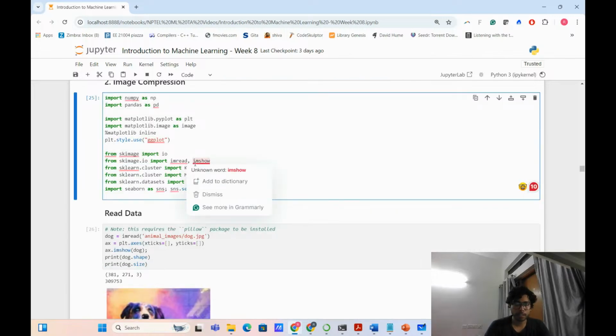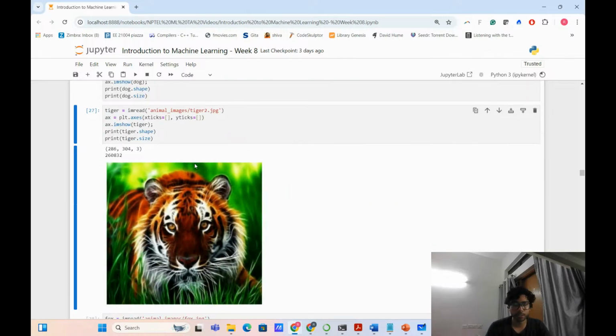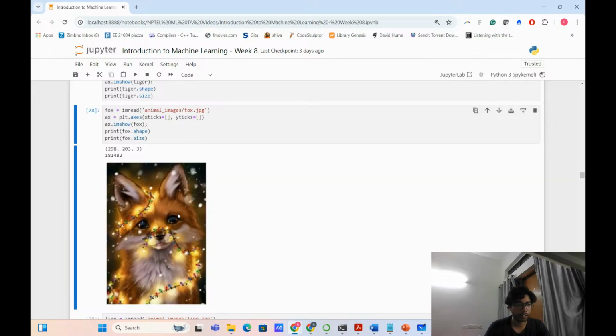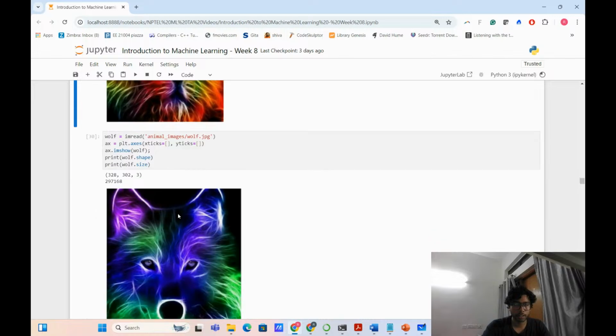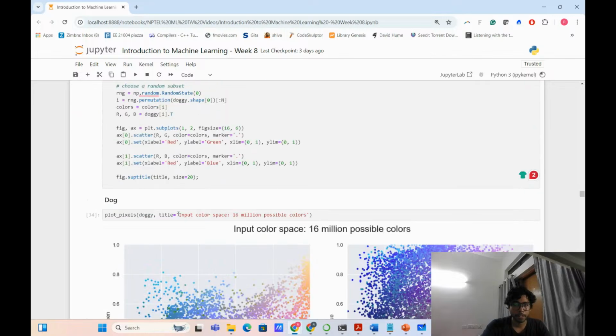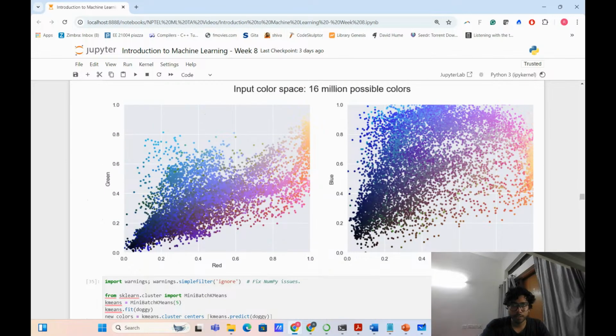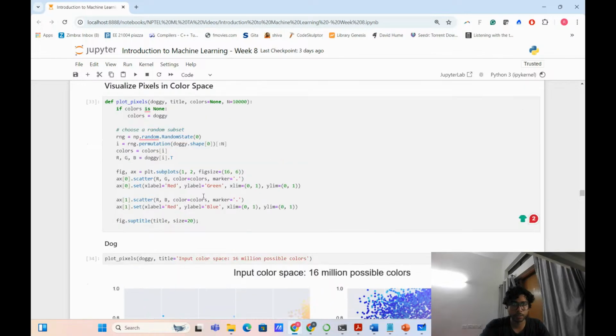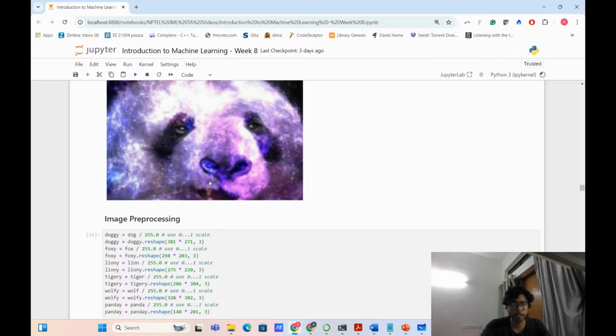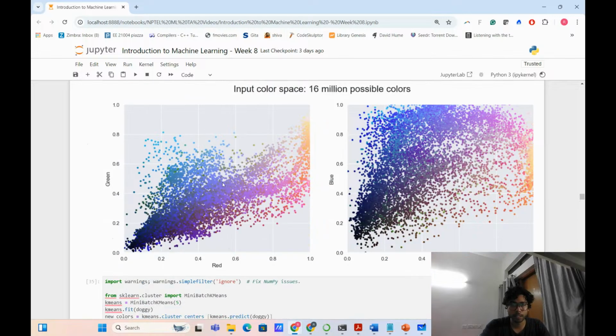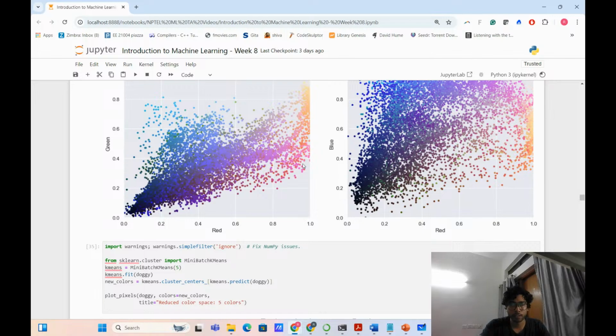Now, another interesting example, I'll not go into the details. Let's say you have these images, of a tiger, fox, lion, and so on, wolf, panda, right? So these are the input space of the colors of these images. These images are very colorful and contain millions of colors. These are the possible colors in the RGB scale, so many colors are possible for these images.